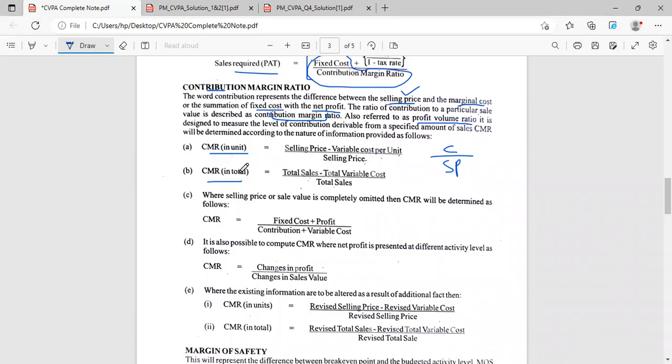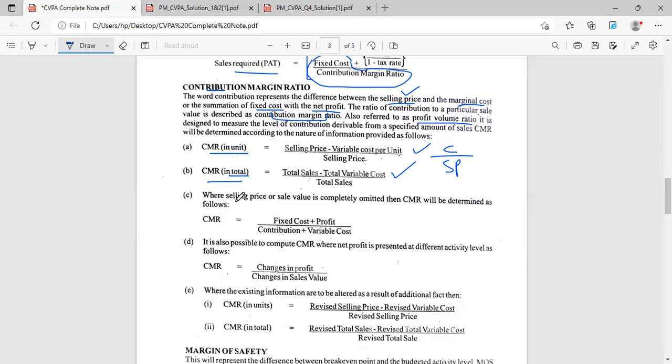Okay. So for CMR in total, which is contribution margin ratio, or known as profit volume ratio, total sales is in total. That is in value. So I'm making use of total sales, not unit sales, minus total variable cost divided by what? Total sales. These are the formulas for CMR. So is unit sales same thing as selling price? Yes. Okay. Selling price per unit and unit sales is the same thing. Are we there? Yes, sir.